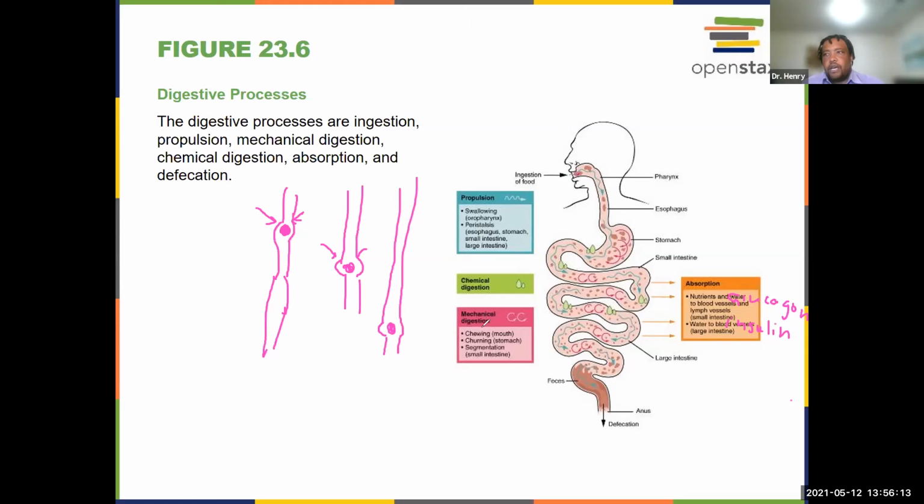We have the mechanical digestion, that's going to be our chewing, our stomach churning. You guys hear your stomach when it growls and everything? Yeah. Okay, and it's all rumbly and everything, right? So it's just kind of churning, so to kind of situate things so you can get better digestion.